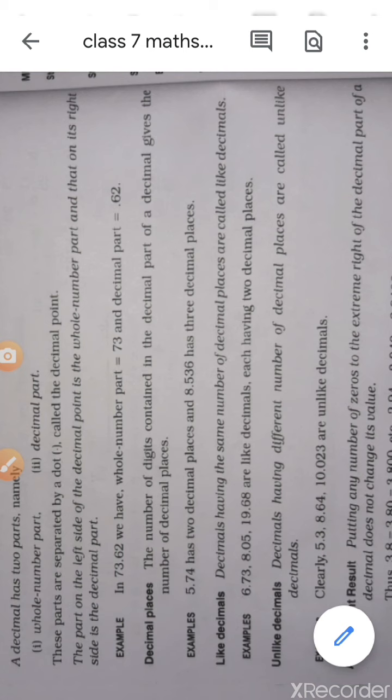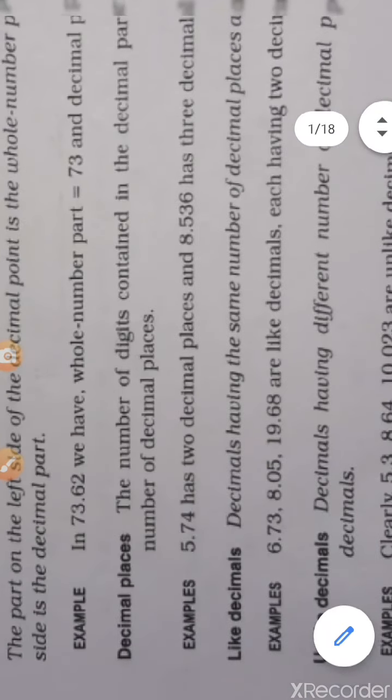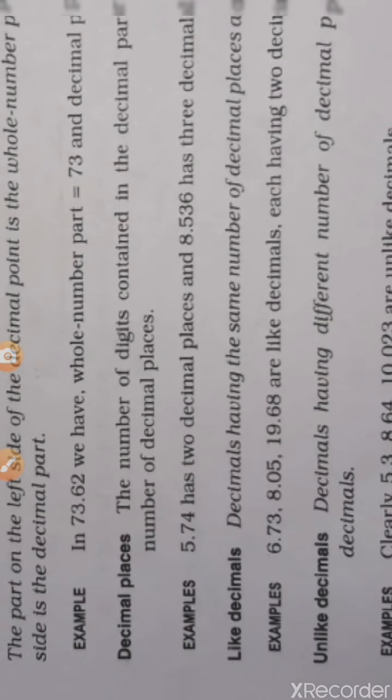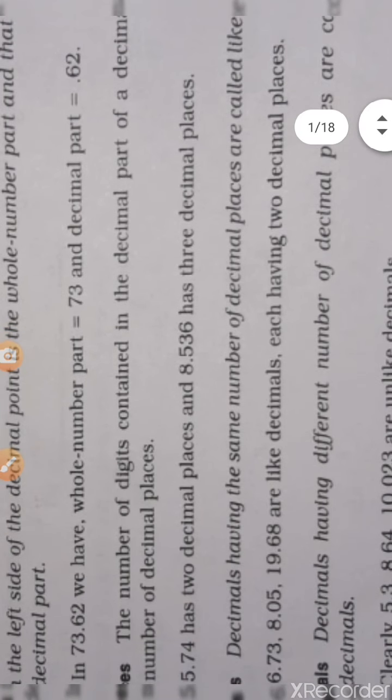Now decimal places. The number of digits contained in the decimal part of a decimal gives the number of decimal places. For example, let's understand this by the given example 5.74. In 5.74, the decimal has 2 places. And in the second example, 8.536, it has 3 decimal places.